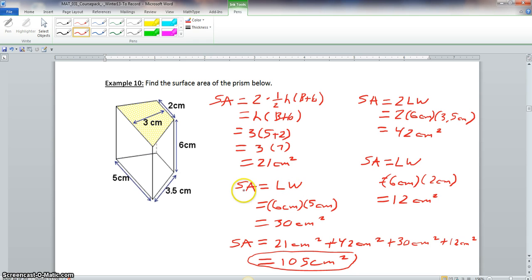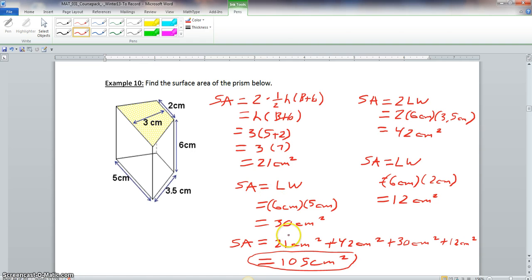Now we come here. We add this third rectangle, which is the larger rectangle here. The surface area is equal to the length, which, if you notice, is still 6 centimeters, times the width, which is 5 centimeters. 6 times 5 gives us 30, so it's 30 centimeters squared.